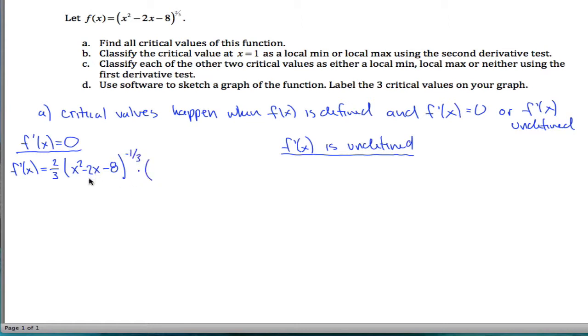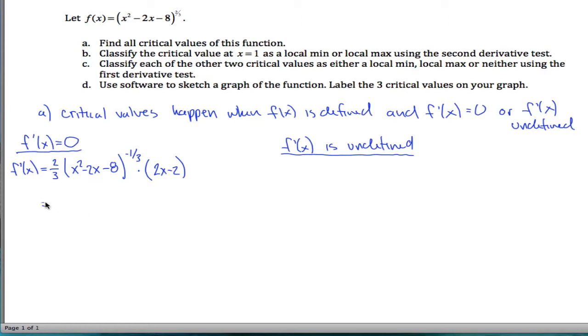But then you're not done. You still have to multiply that by the derivative of the inside function. Inside function is this polynomial. Its derivative is 2x minus 2. So f prime of x equals this mess, which you could rewrite in other ways, or you could leave like that.